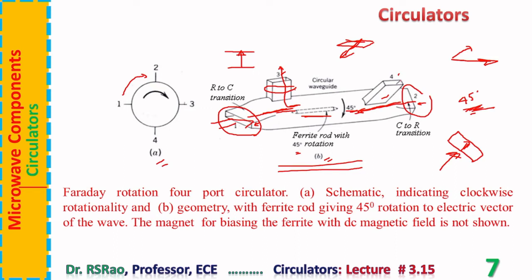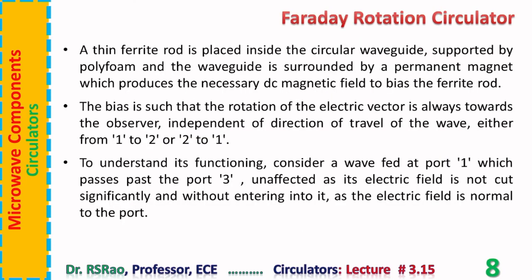In the same way, we can analyze the situation where the wave is given at port 3 and port 4. We have seen when the wave is given at port 1, it appears at 2. When input is given at port 2, it appears at 3. If you give input at port 3, it appears at port 4. If we give input at port 4, it appears at port 1. So the structure shown in B is able to provide a functionality which is essential for it to be called a circulator.